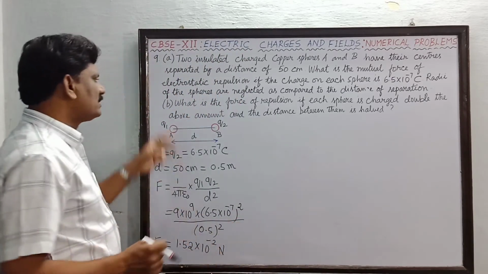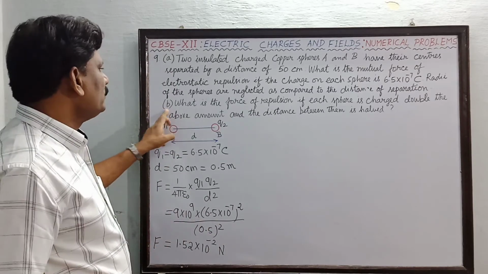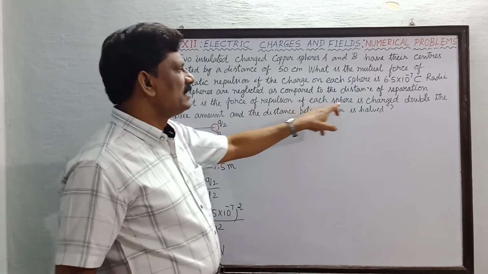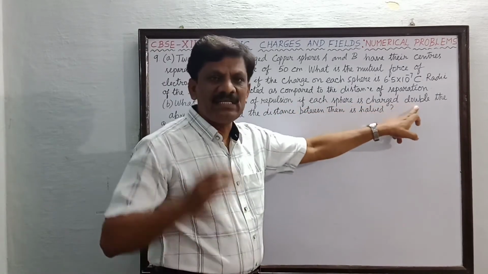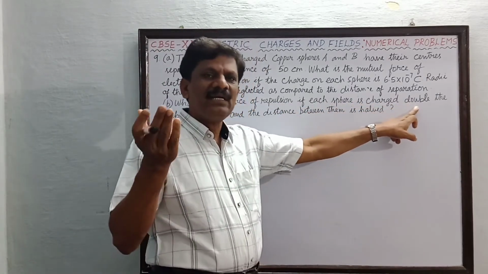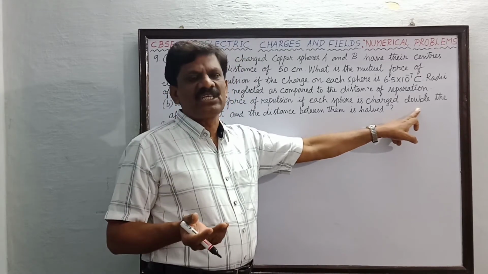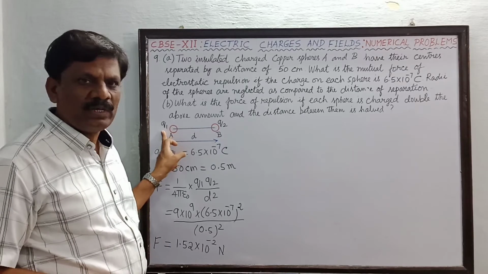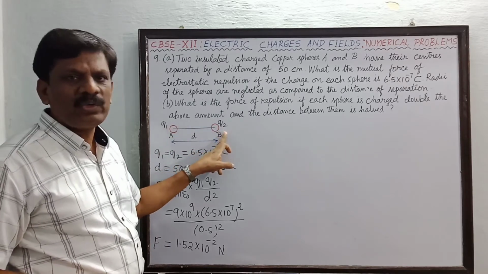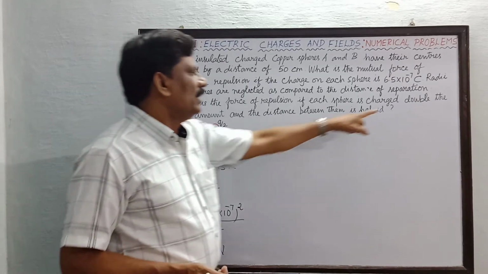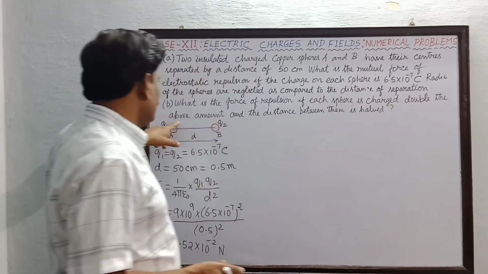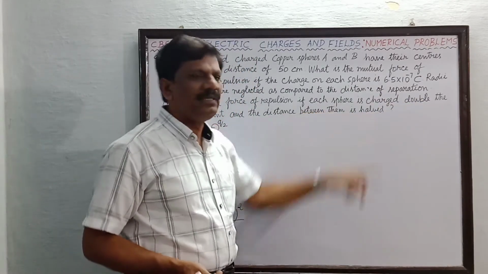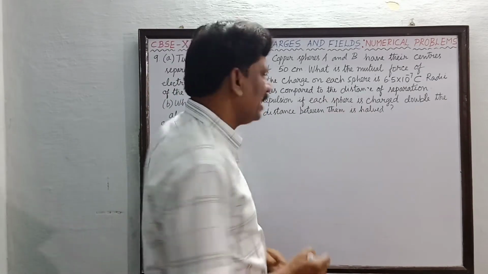Okay, now coming to subdivision B. What is the force of repulsion if each sphere is charged double? Double means, compared to its previous charge, Q1 becomes 2Q1 and Q2 becomes 2Q2. Double the above amount and the distance between them is halved.